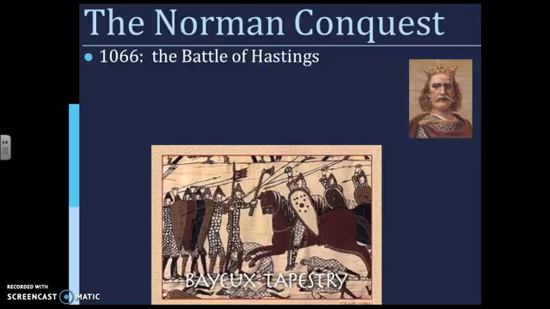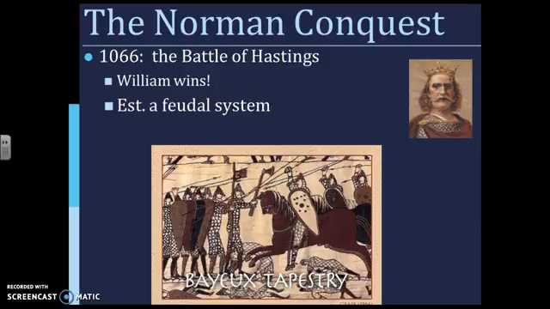So the Norman Conquest. The most important and significant date in the development of the nation-state of England is 1066, and this is the Battle of Hastings. This is where William wins a decisive victory against Harold, Godwin's son, and William becomes the new King of England. When he takes over, William will establish a feudal system, which was something that was never done in England before. So this is a new idea he's bringing from France because the French are sophisticated.